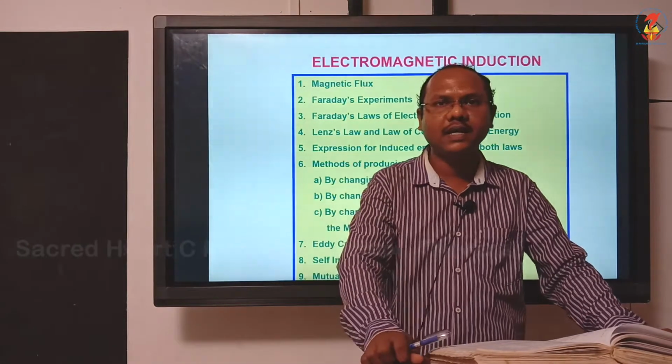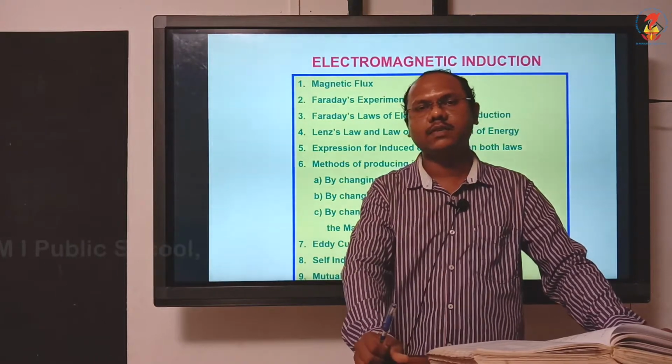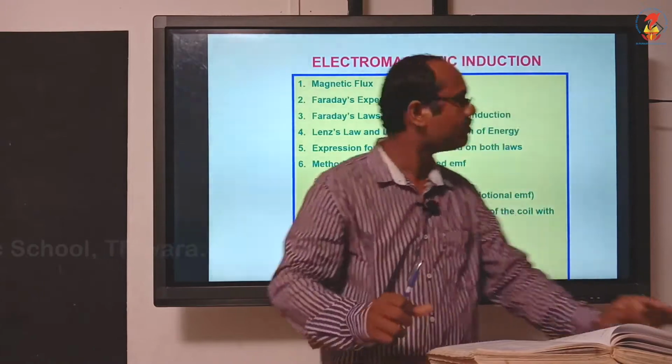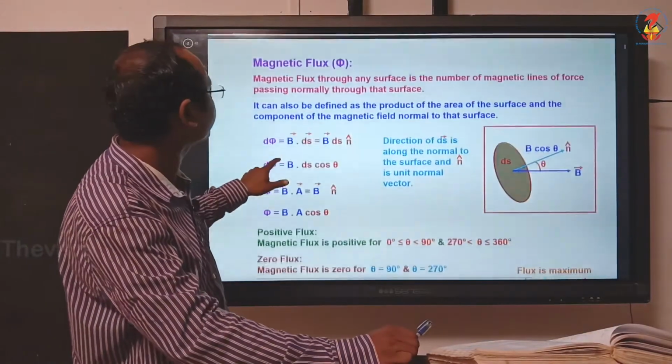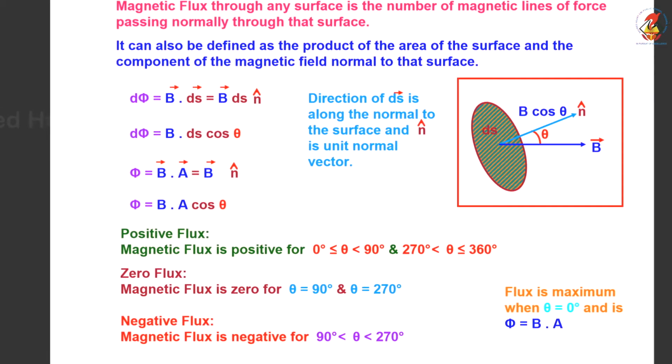So before going into detail about electromagnetic induction, let us first discuss what is magnetic flux. Magnetic flux through any surface is the number of magnetic lines of force passing normally through a surface. It is the total number of magnetic lines of force passing normally through any surface. So we can write magnetic flux as phi.